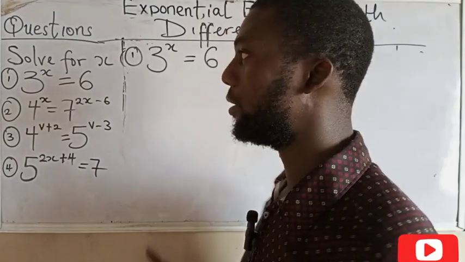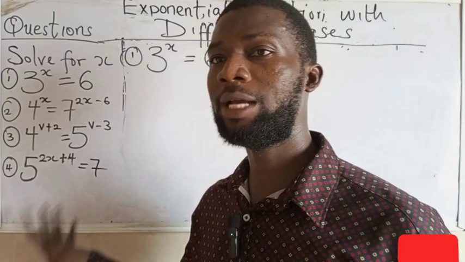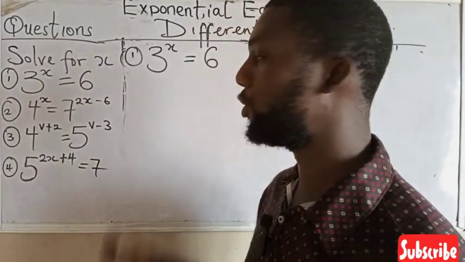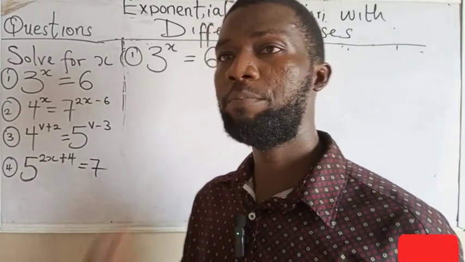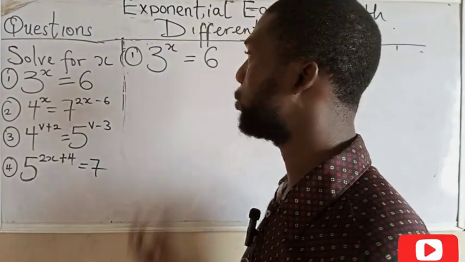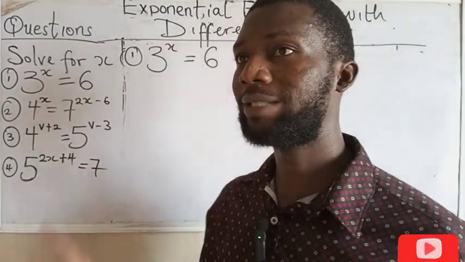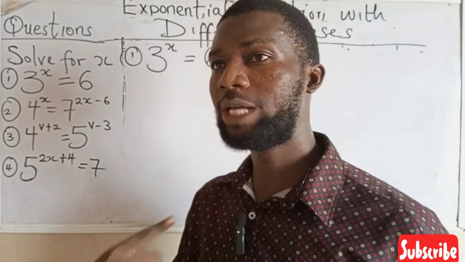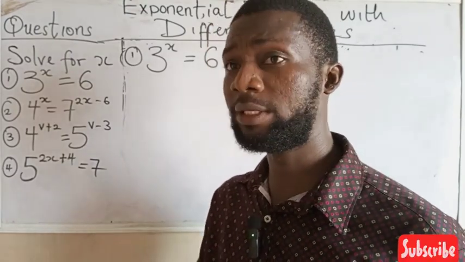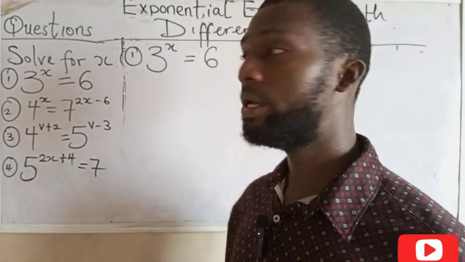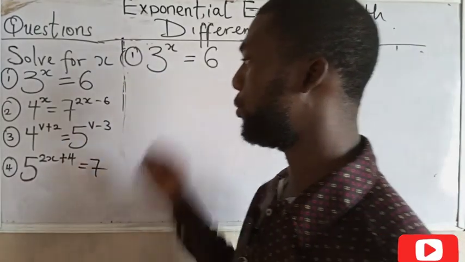But in this case, the questions we are going to be looking at now are questions with different bases. How do we solve questions with different bases, in such a way that no matter how you break them down to their lowest common base, they will not be equal? Let's look at the first example.